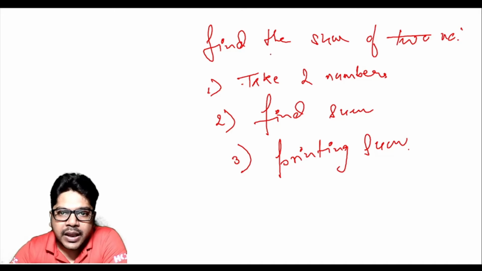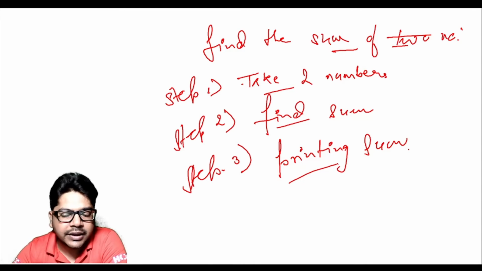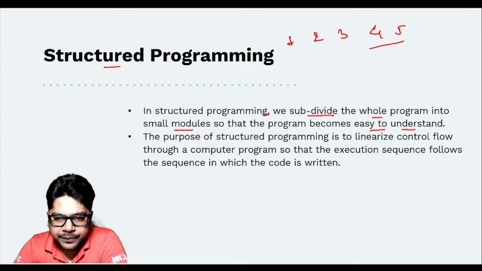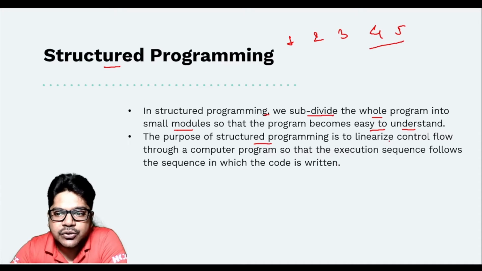So there was one task of finding the sum, and how did you do it? You divided it into three steps. Step one is taking the two numbers. Step two is finding the sum, and step three is nothing but printing the sum. So this is how you are going to do it. Now the purpose of structured programming is to linearize the control flow through a computer program so that the execution sequence follows the sequence in which the code is written.